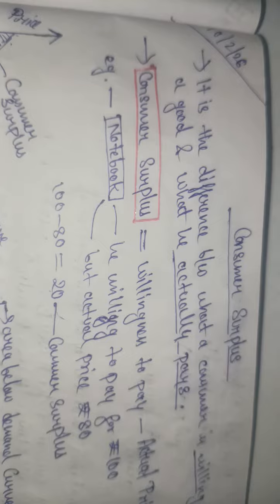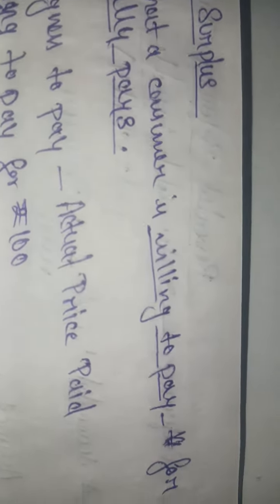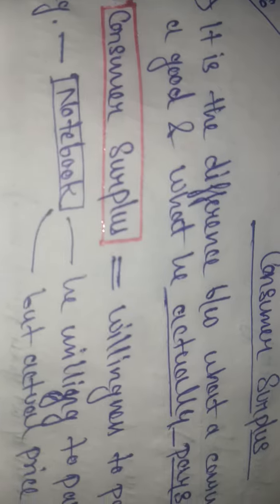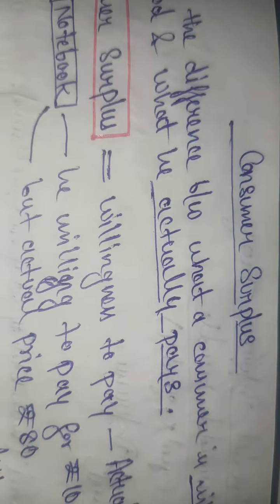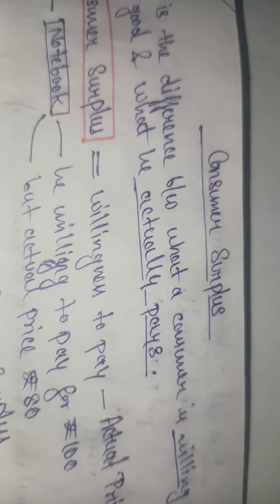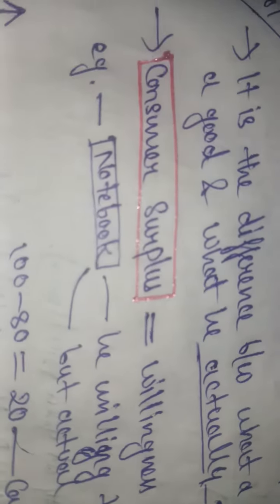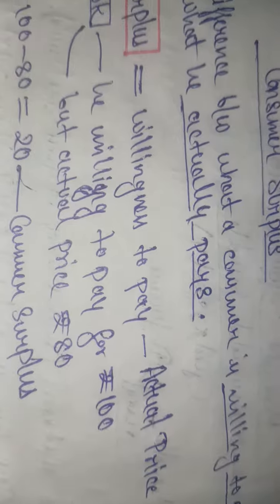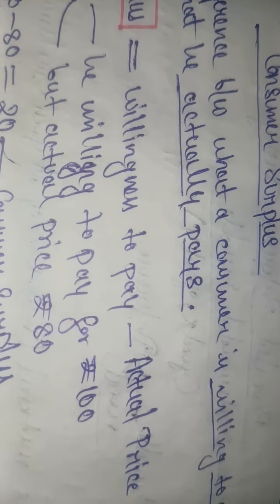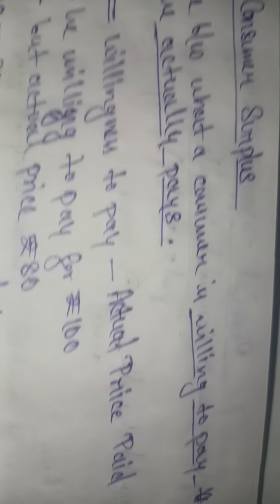The consumer surplus is the difference between what a consumer is willing to pay for a good and what he actually pays, meaning the amount he actually pays for the particular product and what he is willing to pay for that product. The formula for consumer surplus is willingness to pay minus actual price paid.